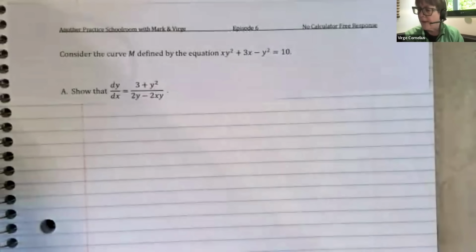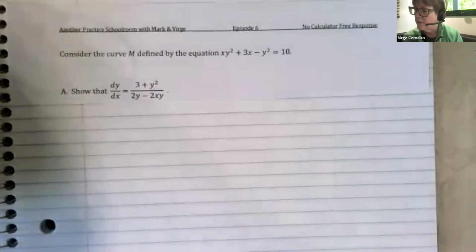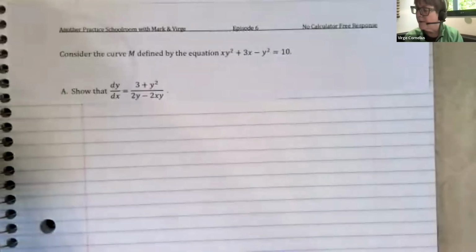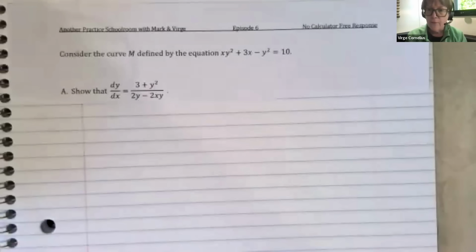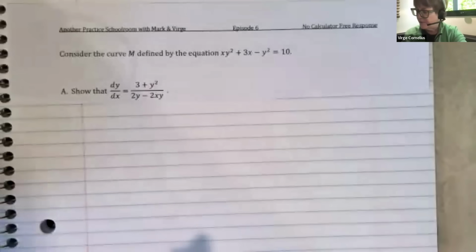Consider the curve M defined by the equation xy squared plus 3x minus y squared equals 10. Show that dy dx is equal to this quotient. Well, we have the answer. We just have to make sure to show the steps to get there. I really love these questions personally because I'm happy when I see "show." I know I've got a target. So if I make a mistake, I don't just erase a negative. I go back and try to find out where that came from.